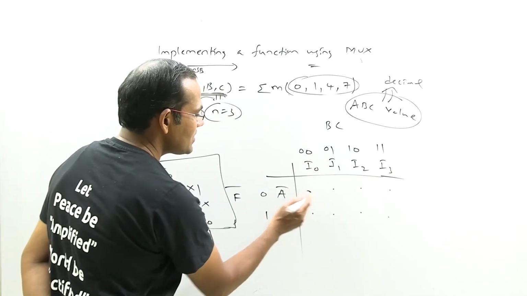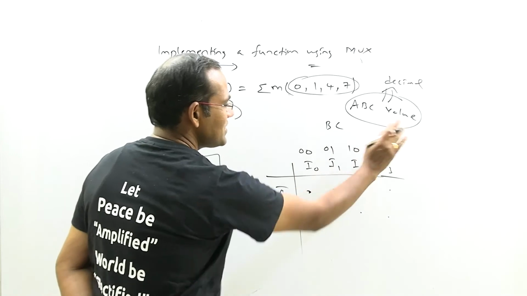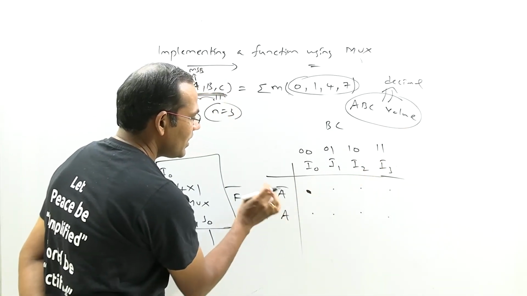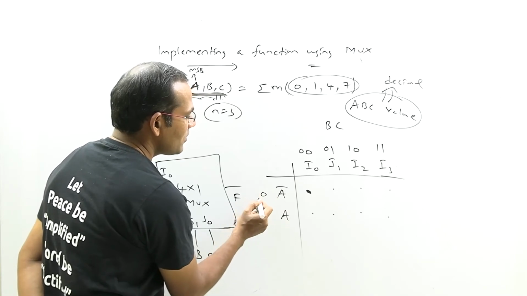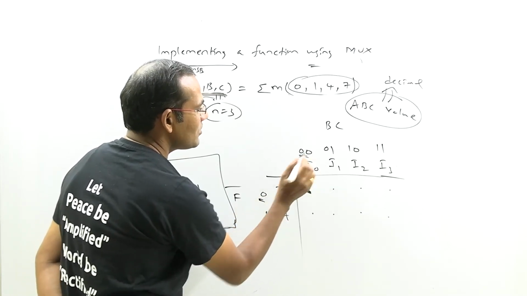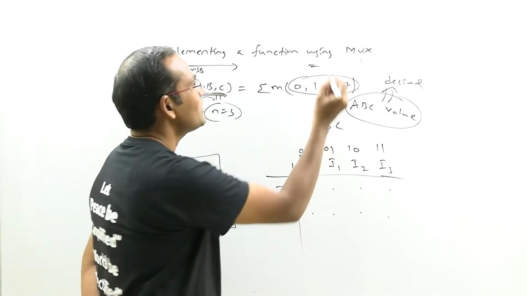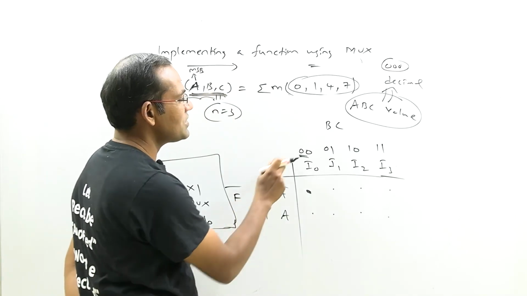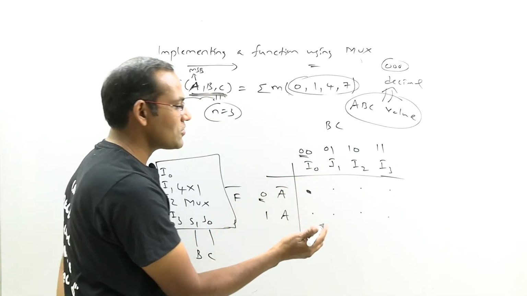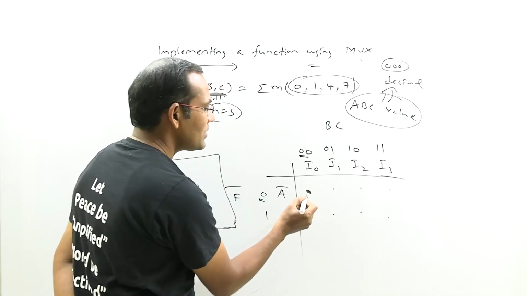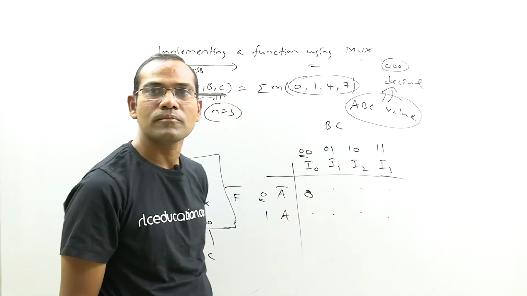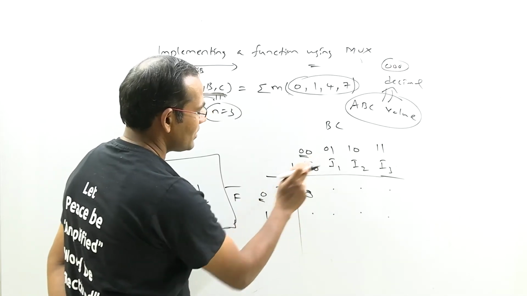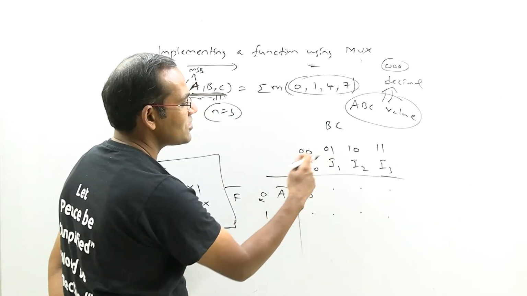So here this side is A, this side is BC. At this position, A value is 0 and BC are 0, 0. So ABC is 0, 0, 0. A is 0, BC is 0, 0. So 3 zeros means the decimal equivalent is 0. Here ABC is 0, 0, 1. A is 0, BC are 0, 1. 0, 0, 1. So 1.